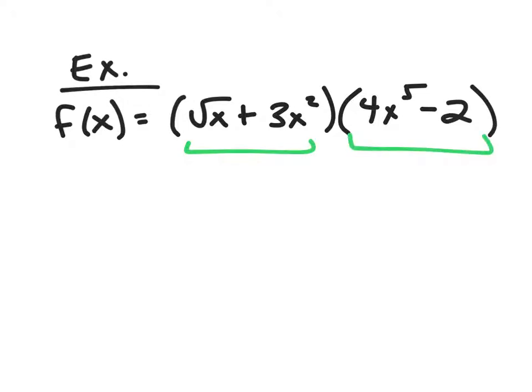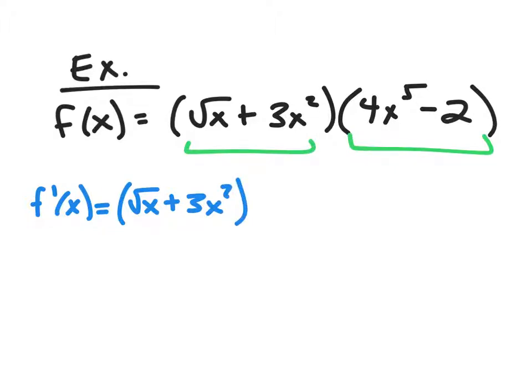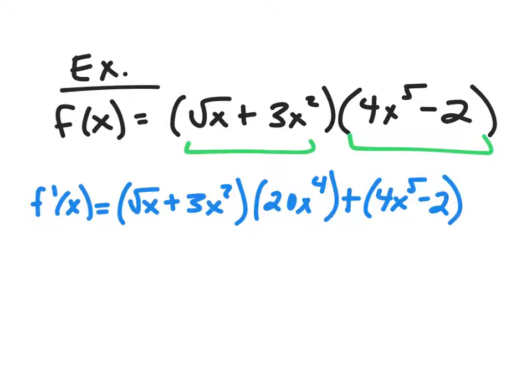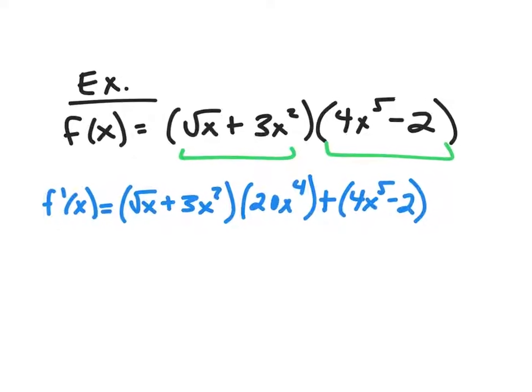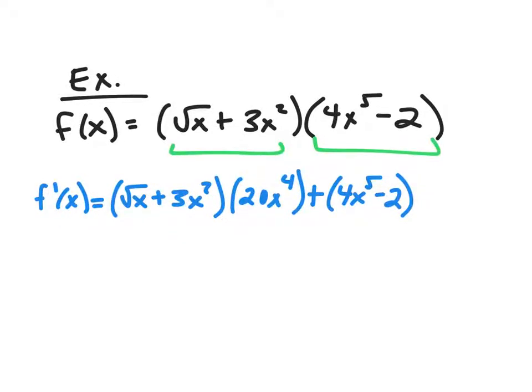So I have one function being multiplied by another function. So f prime of x equals the first, so I'm keeping everything from that first half exactly the same, times the derivative of the second. Well, the derivative of 4x to the fifth minus 2 is 20x to the fourth, plus the second, 4x to the fifth minus 2, times the derivative of the first. Now with the derivative of the first, I have to remember how to rewrite the square root of x. That is the same thing as x to the 1/2. And so after I rewrite it, I can apply the power rule, 1/2 x to the negative 1/2, and then plus 6x.